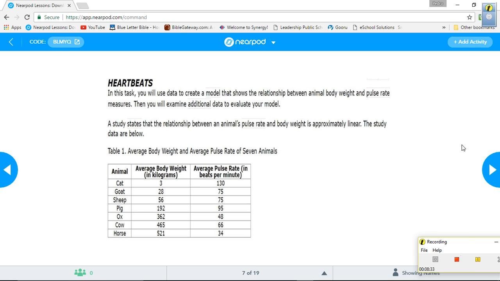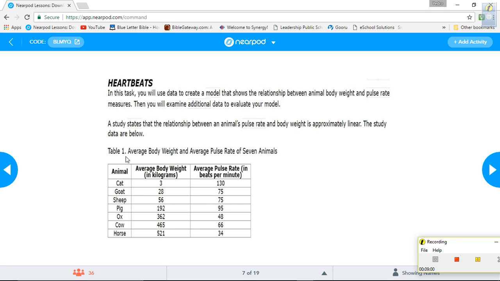So look at that problem. And can you read it out loud, please? Matthew: In this task, you will use data to create a model that shows the relationship between animal body weight and pulse rate measures. Then you will examine additional data to evaluate the model. Olivier, continue: A study states that the relationship between an animal's pulse rate and body weight is approximately linear. The study data are below.